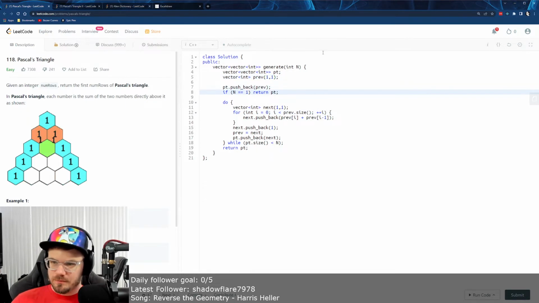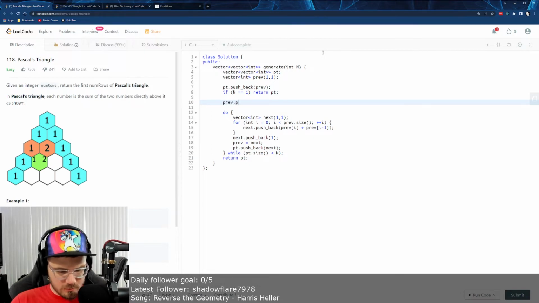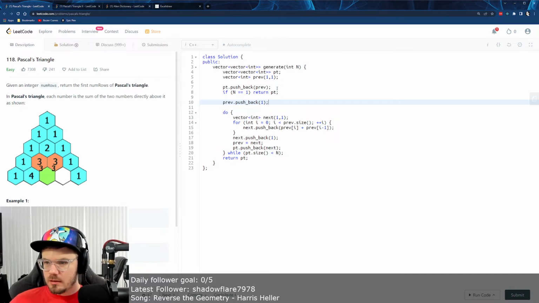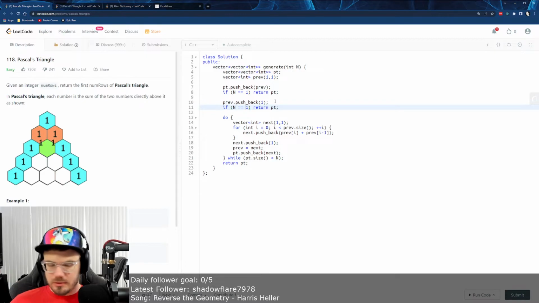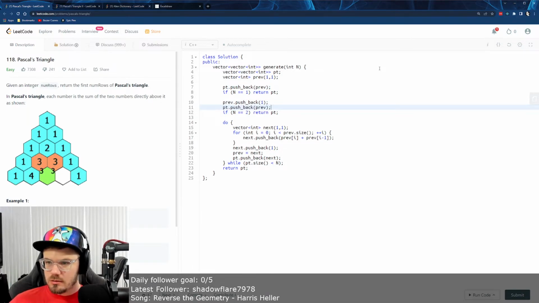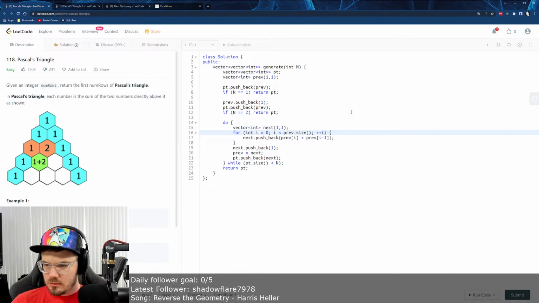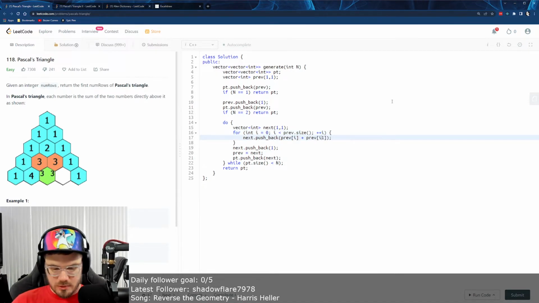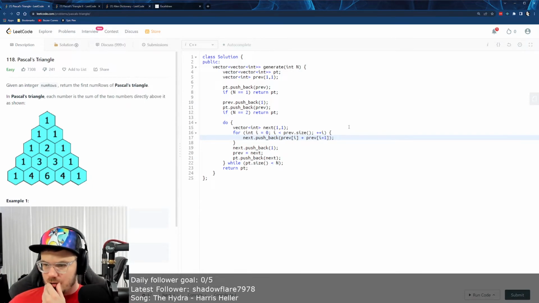If n is 1, we return it. Then prev dot pushback 1. If n is 2, we return it, yeah, we need this. Next starts off at 1 1, and now we can do prev of I plus prev of I plus 1 onto the next array.